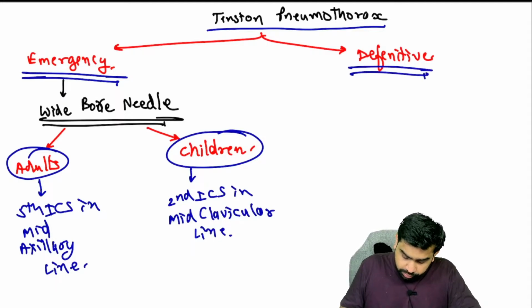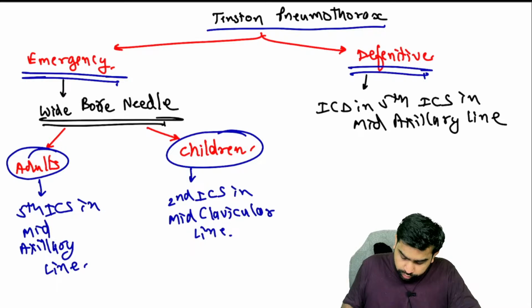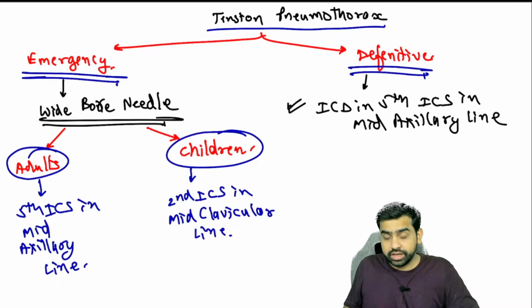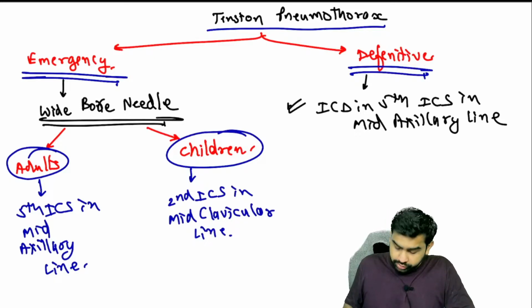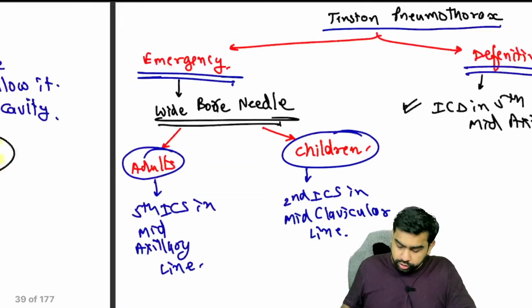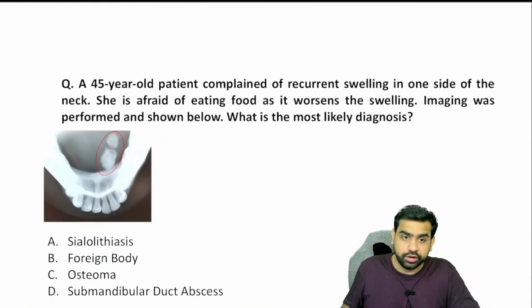So definitive management is basically putting an intercostal drain in the fifth intercostal space in the mid axillary line. Okay, so this is putting an ICD in the fifth intercostal space in the mid axillary line. Please understand this. This is very important. Okay, understood? Right. So this is about the pneumothorax. Now again, the pneumothorax is one of the very important topics for your FMG. So please understand that.